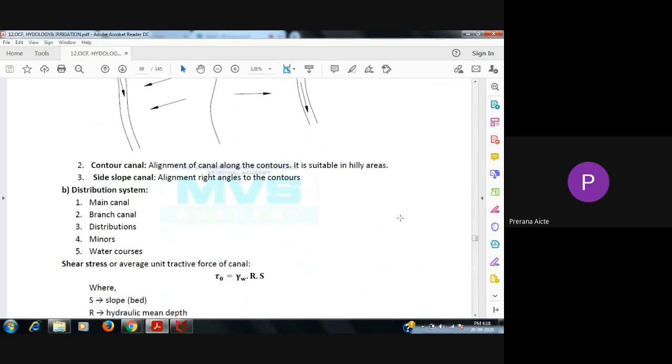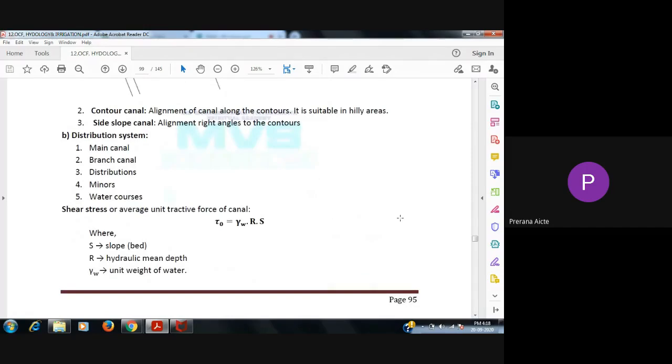In the distribution system, see the order of the distribution system. Please remember this actually: main canal, branch canal, major distributary, minor distributary, then water course or field channel. So the canal flow starts from the main canal. The branch canal takes off from the main canal. Then major distributary, minor distributary. Then water is supplied to the field channel. That is the sequence.